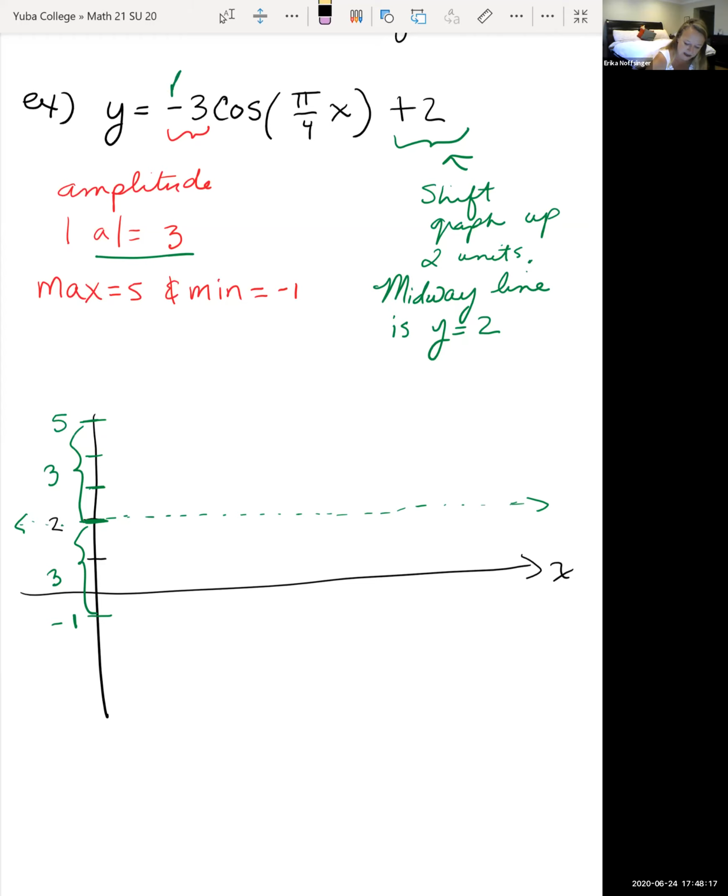The negative tells me here, because it's cosine, this is going to start at the min value.